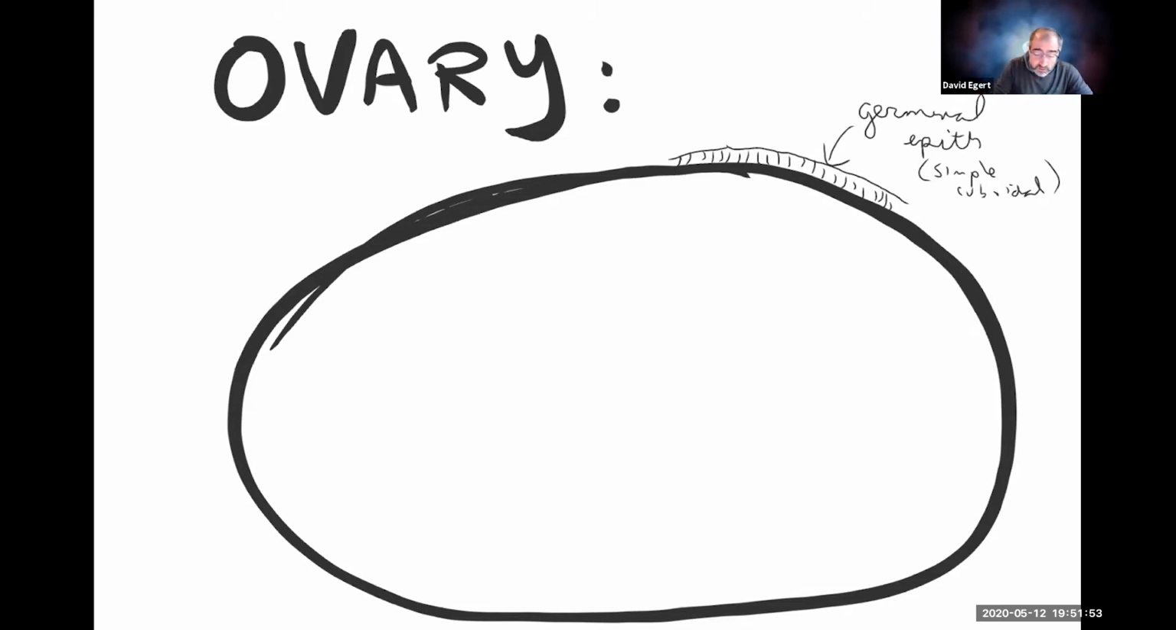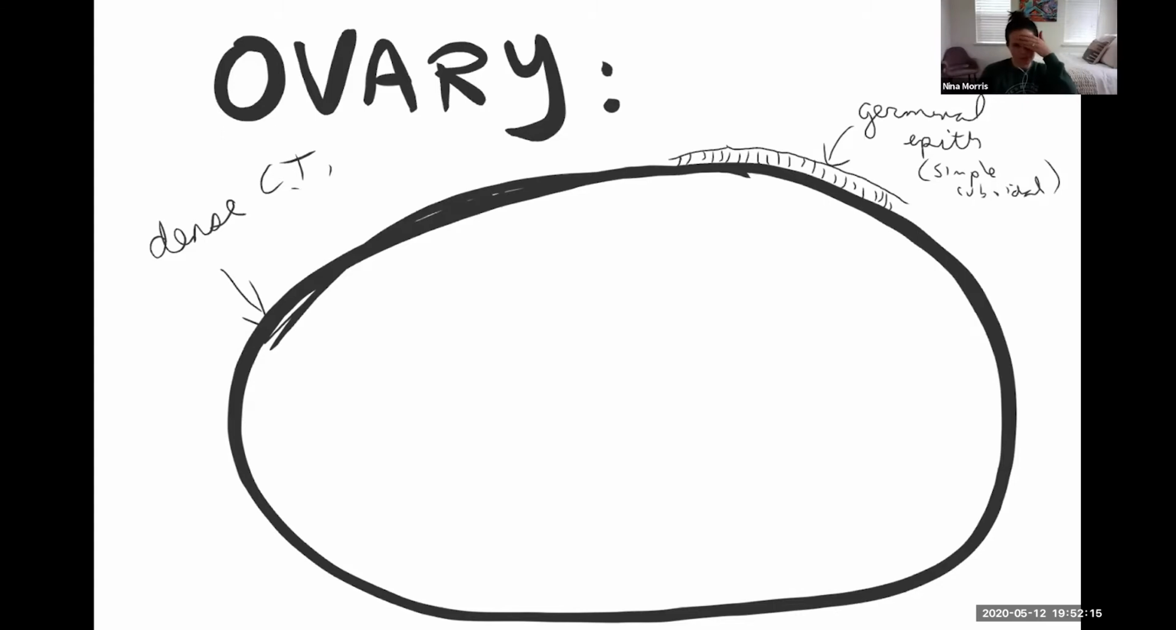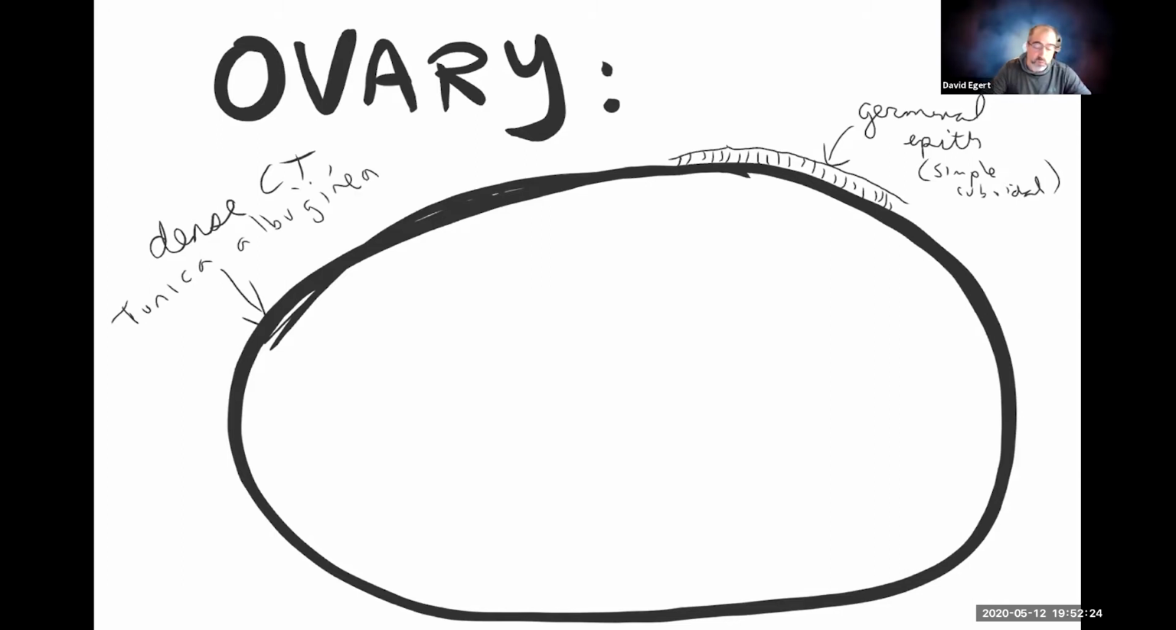Then the ovary has a dense connective tissue outer part, and it has the same name as the dense CT that's around the testes. Does anyone remember the name of the dense CT around the testes? Tunica albuginea, exactly. It means the white tunic.